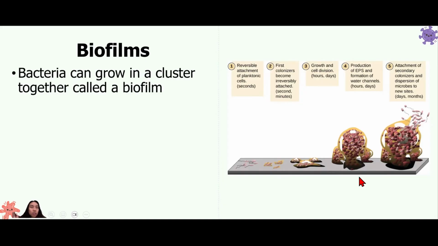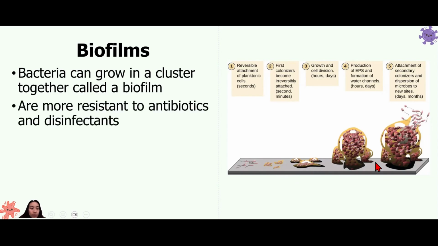By the way, this is slightly different from what a colony looks like on a petri dish. So a biofilm is something that's happening in real life rather than in a petri dish. But anyway, so the bacteria, they clump together, they grow, and then they start to actually produce sugars and other proteins, and they kind of secrete this, and it kind of creates this protective layer around the entire biofilm.